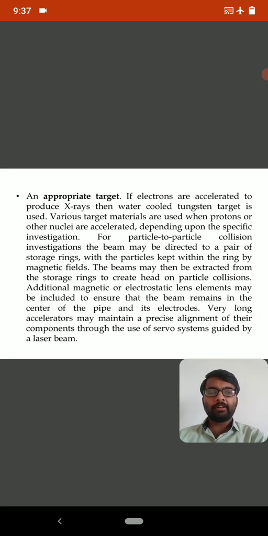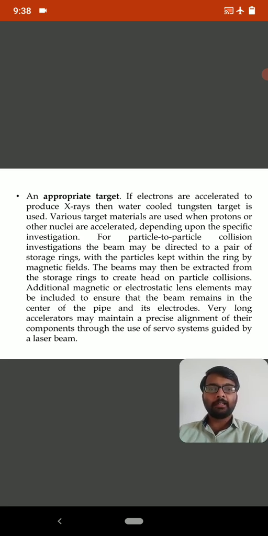So this is the third component of this LINAC. The first one is ion source, which can generate the ions, different types of ions, and the second component is high voltage source. Using that high voltage source we can inject the ions into the accelerating column. Then the accelerating column, that is a hollow pipe vacuum chamber which consists of the cylindrical electrodes. Using that cylindrical electrodes with the help of the radio frequency source as well as the high potential difference between the gap between two consecutive cylindrical electrodes, we can accelerate the particle in that accelerating column.